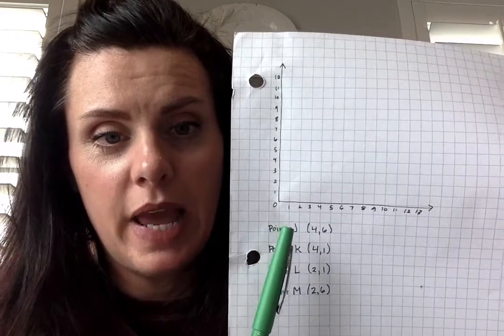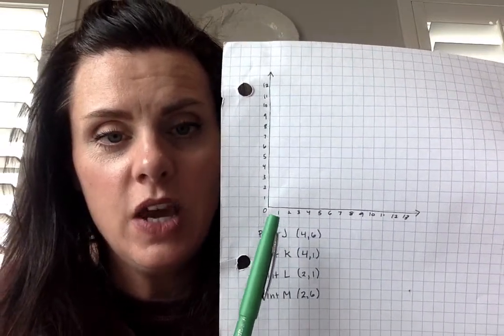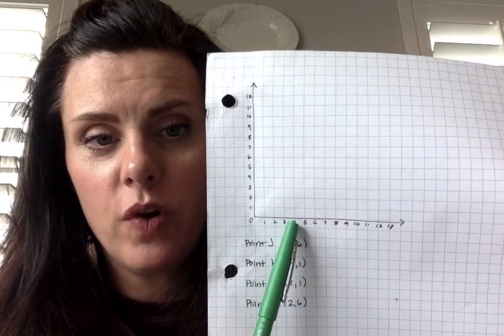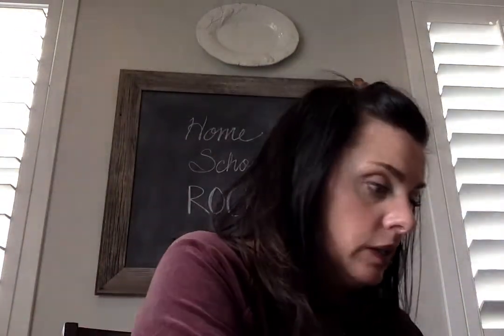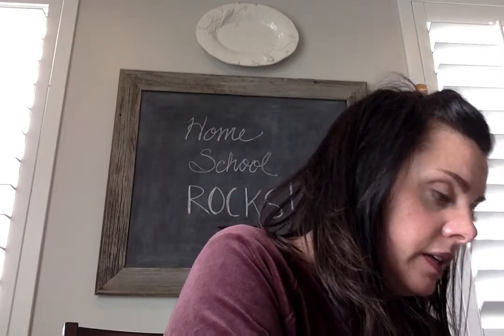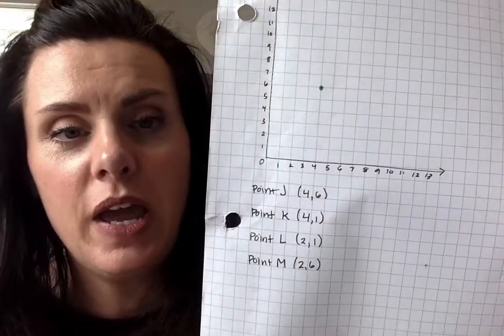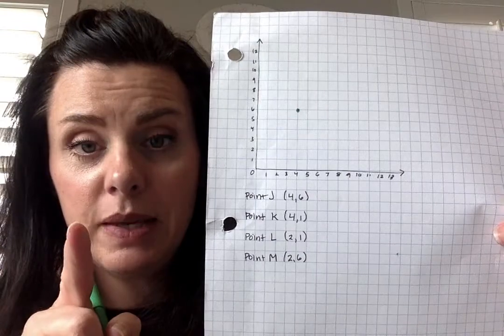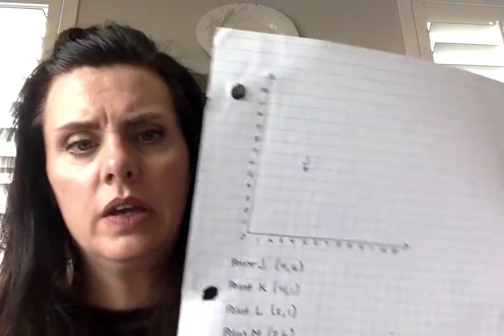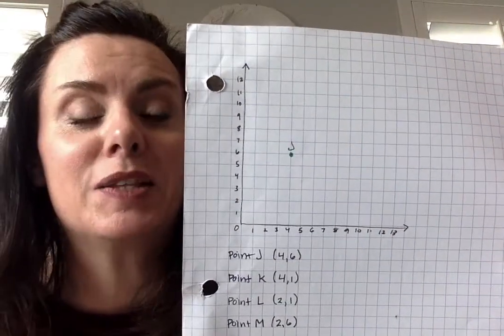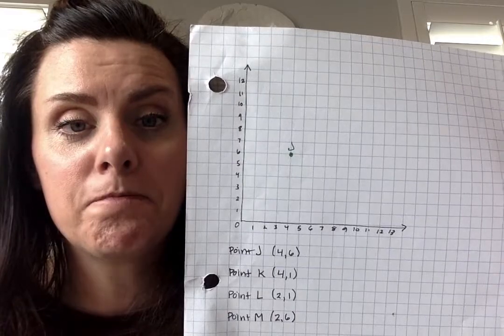So the first one, point J, is at 4, 6, which means we go over 4 and up 6. Now I have to mark this down here because that's the only way I can do that. There we go. So that's our dot, and then we always label our dots. So that is point J. Did I call that L before? I might have. I'm seeing it backwards on my screen, and that's probably why. So that's our point J.